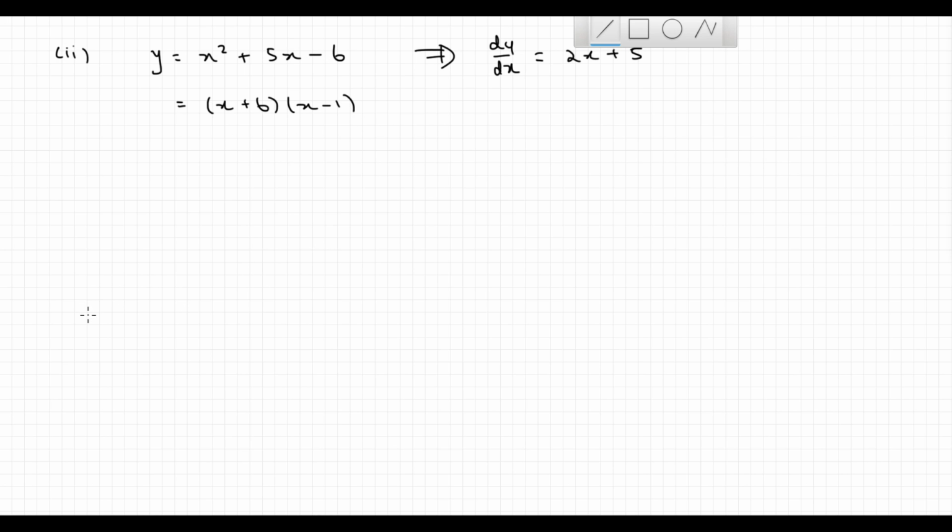Now for part 2, we want to hence find the gradient of the tangents at the points where the parabola intersects with the x-axis. We've got the parabola y equals x squared plus 5x minus 6, and we know that the derivative dy/dx is 2x plus 5. I'm just going to digress a little here and bring out a graph. For the parabola x squared plus 5x minus 6, we know that this factorizes into (x plus 6)(x minus 1).